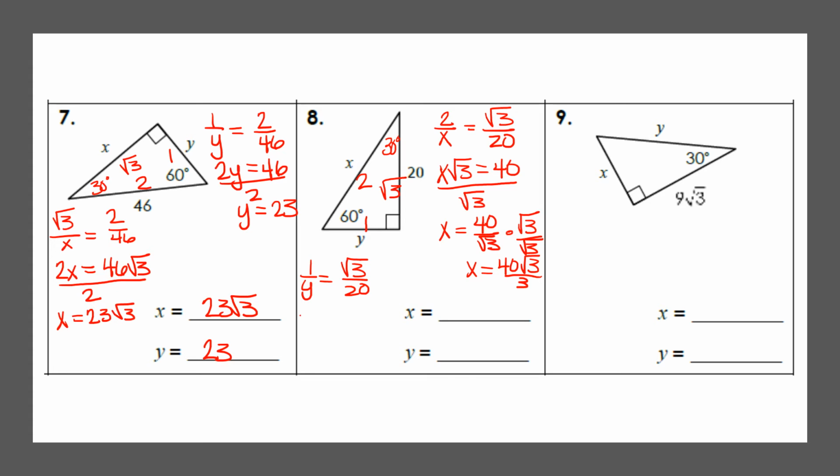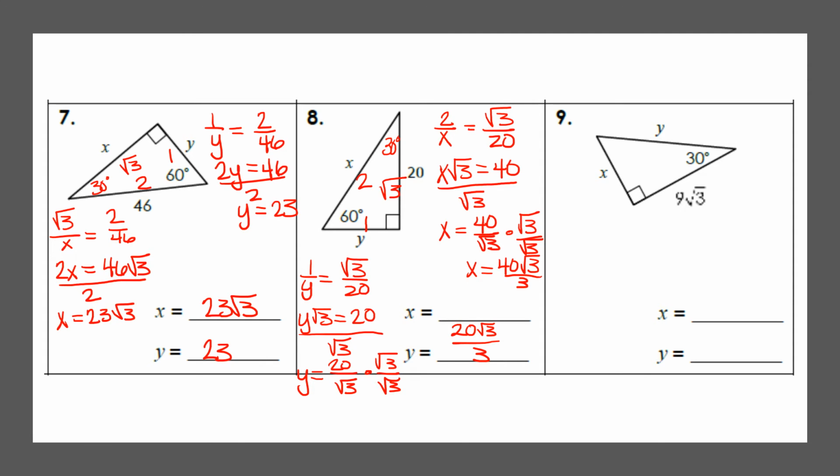So I've actually got that y radical 3 equals 20. Divide everything by radical 3. So I've got y equals 20 divided by radical 3. Can't leave that radical in the bottom, so I'm going to multiply by radical 3 over radical 3. So I get that y is 20 radical 3 over 3.